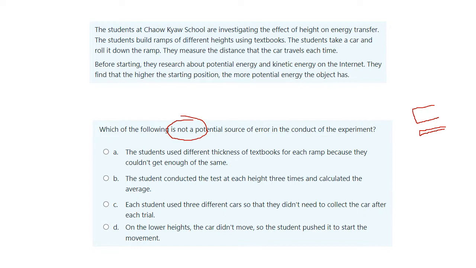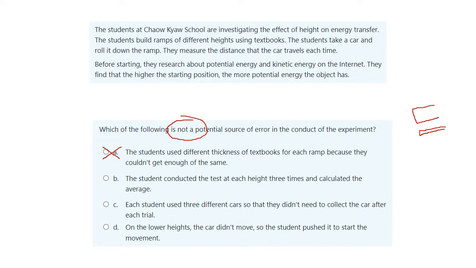Anything that can be changed is a variable, and we only want to have an independent variable and a dependent variable based on that. Changing the thickness of the textbook would add an extra difference that would not be helpful for the experiment. So that is a potential source of error. We're looking for something that is not a potential source of error.